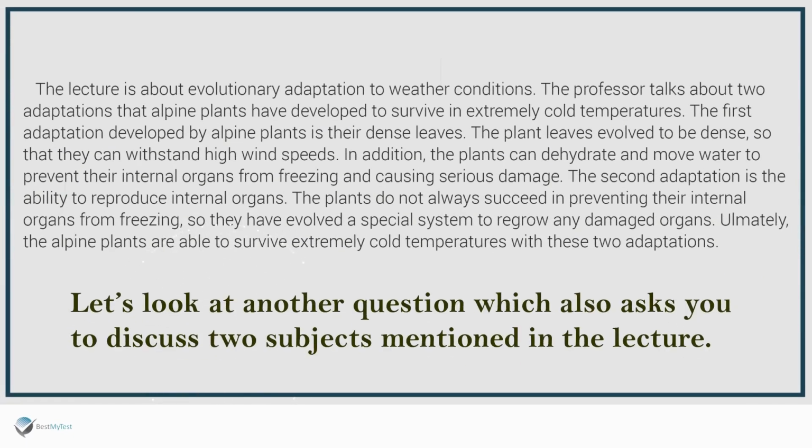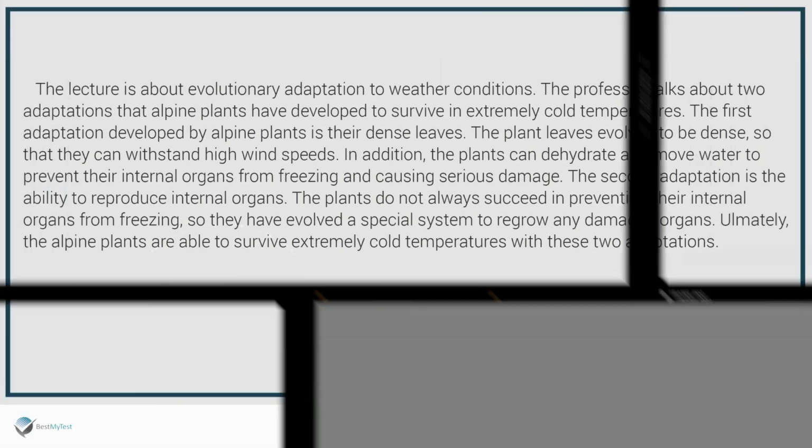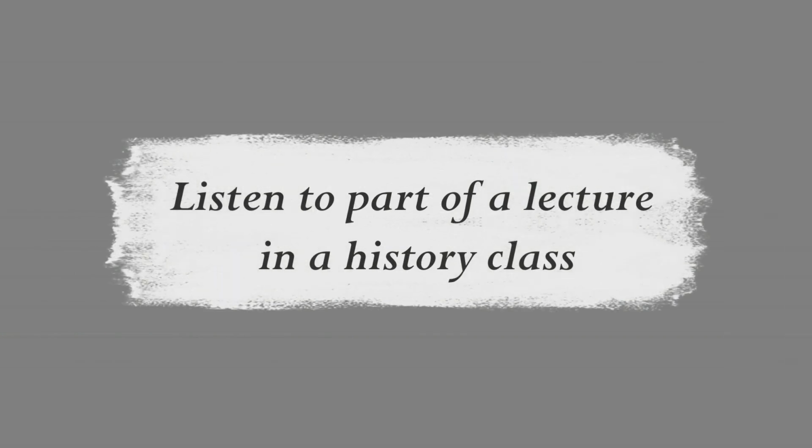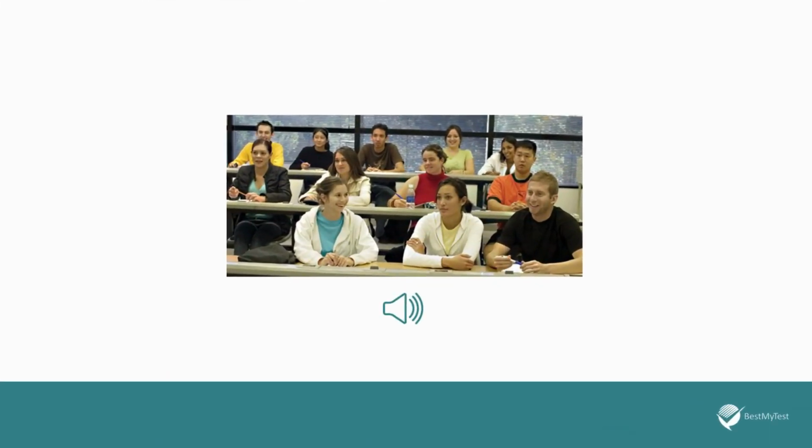Now, let's look at another question which also asks you to discuss two subjects mentioned in the lecture. One of the reasons why America has such a rapidly growing economy was the emergence of railroads. By the 1840s, railroads were beginning to emerge in America. This was a period in which the railroad industry emerged as America's first big business. It gave hundreds of thousands of Americans steady employment and created capital markets and mechanisms of finance.